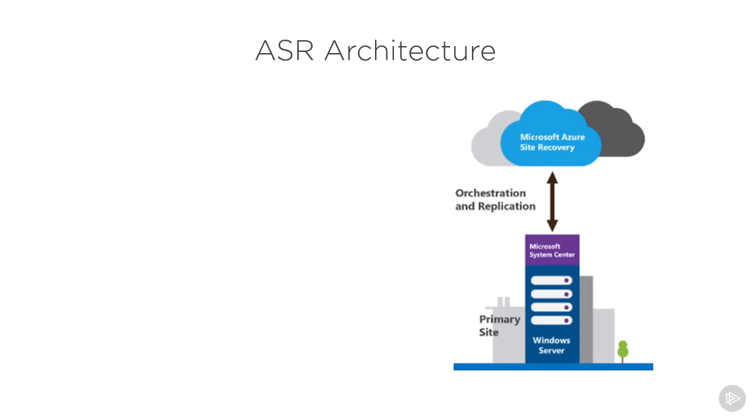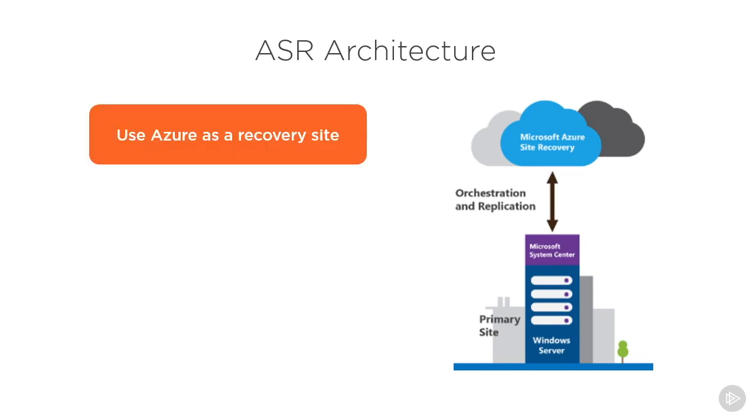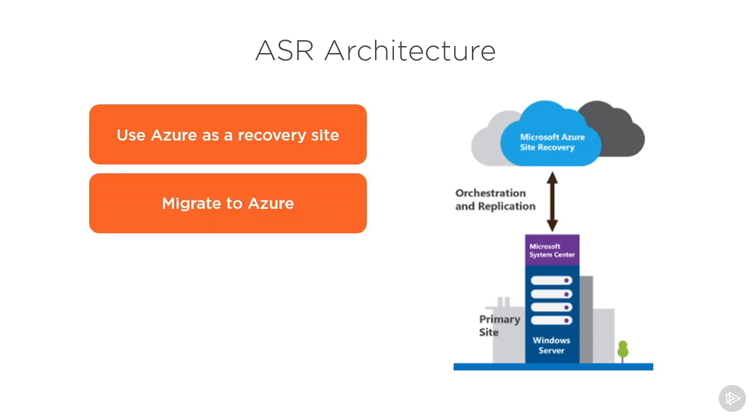A little bit more, though, on ASR architecture in general. I mentioned that you can use Azure as a recovery site, and that's absolutely true. Some customers will actually set up Azure Site Recovery and make sure that their on-premises Hyper-V and/or VMware workloads are replicated into Azure and in sync, and then they will stop replication and decommission the on-premises copies. In other words, ASR provides an excellent front end for migrating to Azure.